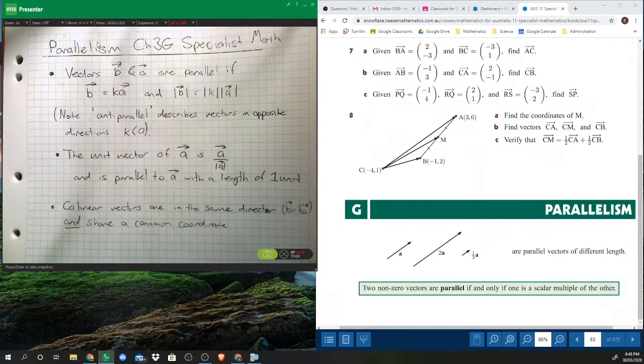So we're going to be working on a bit more specialist math for Year 11, and we'll continue with vectors, and we're going to be looking at parallelism. So here are three key points we're going to be looking at.